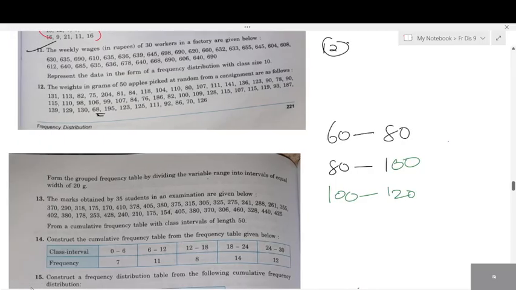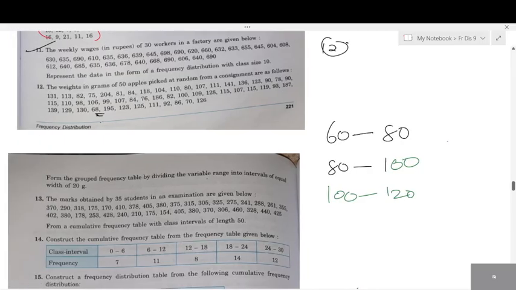What will you have to write? Weight in grams of 50 apples. So the weight in grams. What is this 60 to 80, students? What are these numbers? What's the main concept here? Weight, right? You can write class interval or weight. Class interval in bracket. On top of that, you can write weight. Weight is given. Weights.